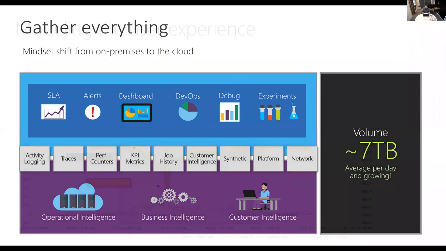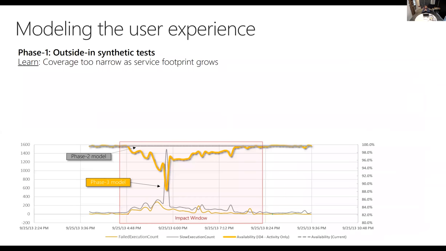I also want to talk a bit about the user experience and SLAs, and how do you define good enough? This is a topic I've railed against for a long time, and I want to talk to you a little about the journey we've gone through. I think we started where everybody starts, with outside-in synthetic tests. You create some Pingdom or whatever, to just periodically hit the service and ask, is everything okay? And the service responds yes or no.